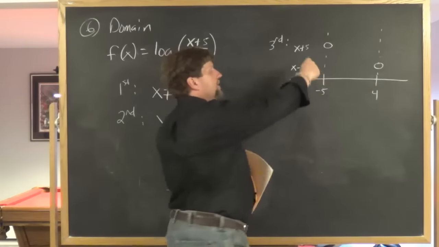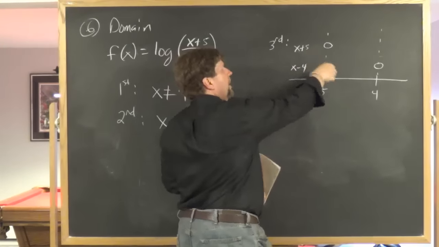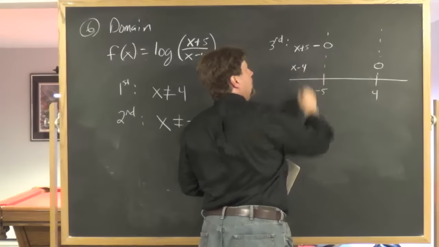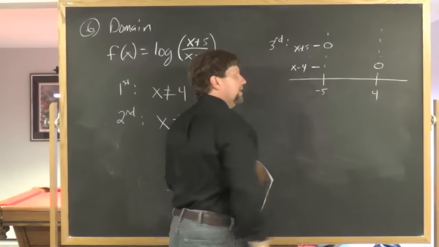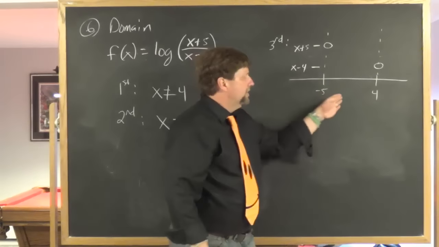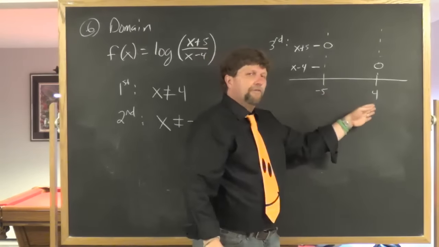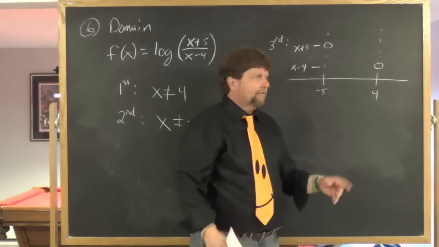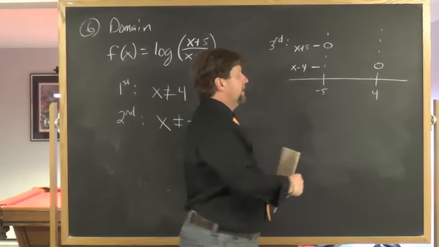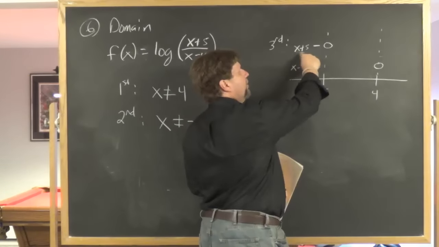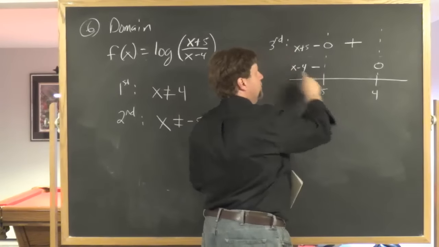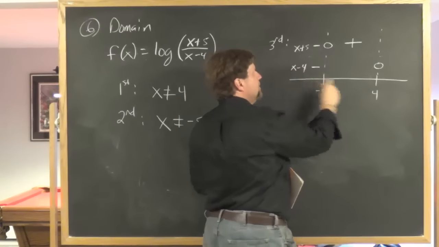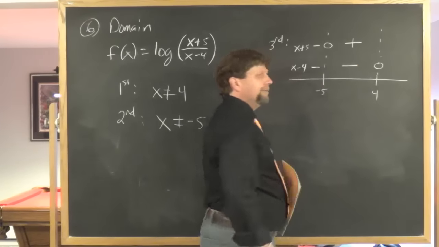When I put negative 6 in here for x, I get a negative number. And then remember, we move to the next interval, negative 5 to 4. Pick any number that's in that interval, like the number 1 is in there. If you put 1 in here for x, x plus 5 is positive. If you put 1 in here for x, 1 minus 4, well, that's negative.